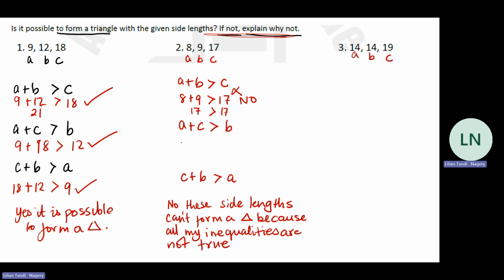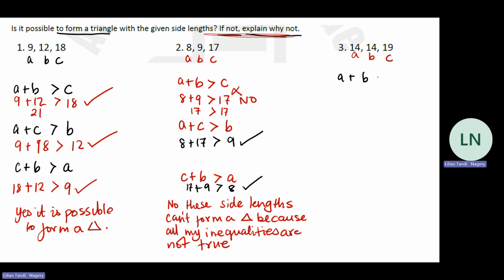Okay, A plus C, what is A? 8. C is 17, is greater than 9. Already 17 is greater than 9. So that is yes. C plus B, 17 plus 9 is greater than 8. Already 9 is greater than 8. So yeah. But for it to be yes, you must have yes three times. Yes, yes, yes. Because you have one no, then you say no. Okay? Let's try this one.